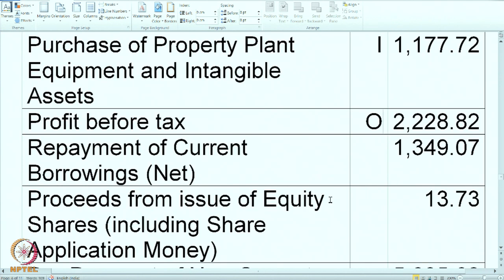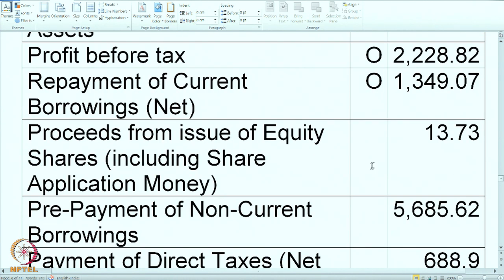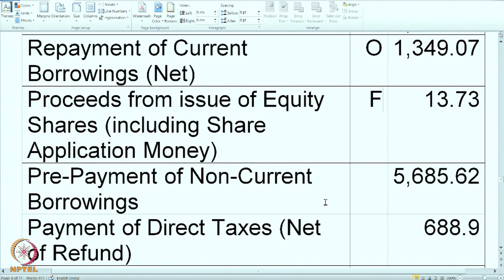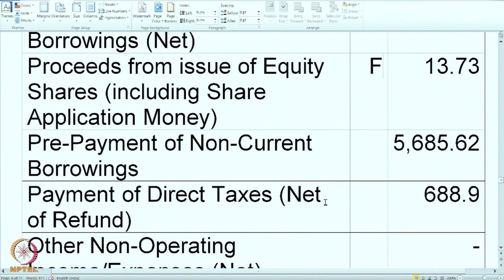Payment of current borrowings, repayment of current borrowings. Normally borrowings we treat as F, but since these are current borrowings, we will treat it as O. Then proceeds from issue of equity shares, it is an F type of transaction, it's a financing transaction. You can just read it in full, including share application money. So share application money received or returned, both will also be part of financing transactions.